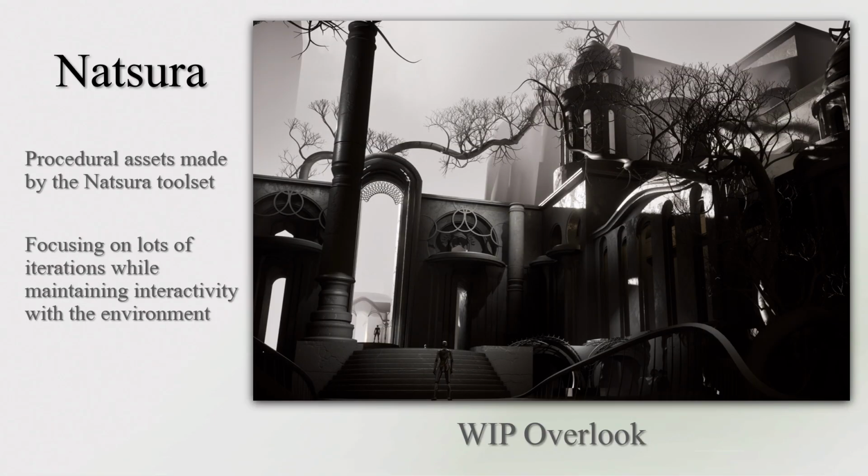This is where Natsura is basically coming in. Our plan is to have these procedural assets made by the Natsura toolset. And we are focusing on making sure that you can do lots and lots of iterations. So you can place your foliage inside of the scene. You can see how it reacts to all your buildings. And then you have parameters you can play with, or even splines to move it in the exact shape that you want. And then later you can bake it. So basically to make that whole process as smooth as possible.